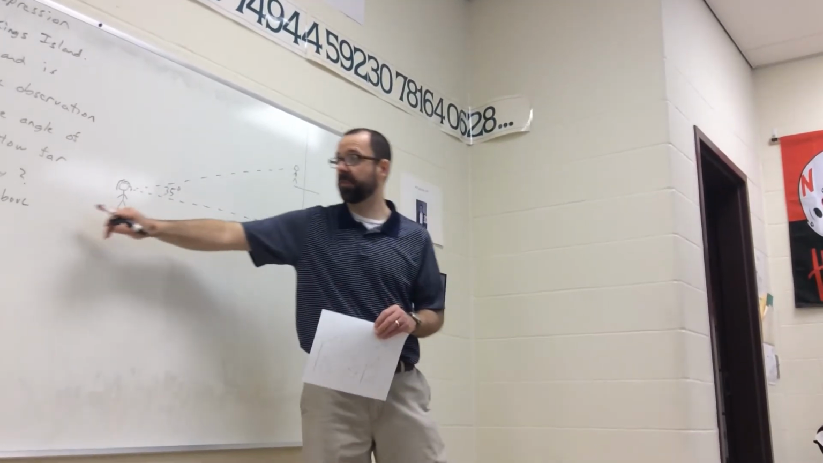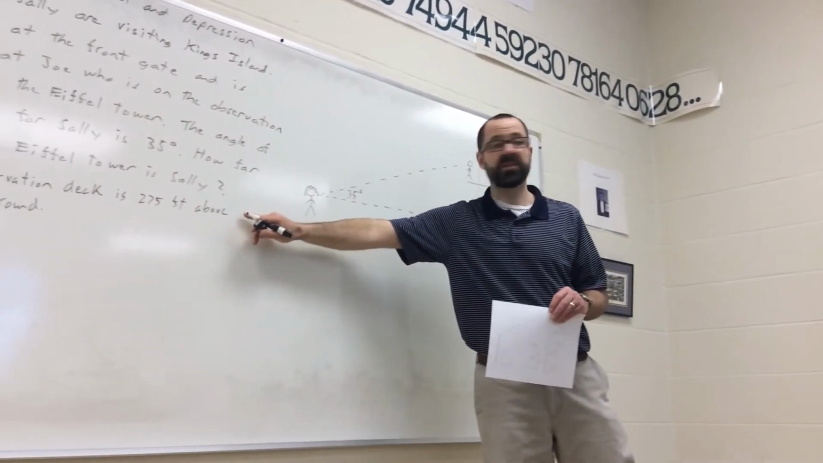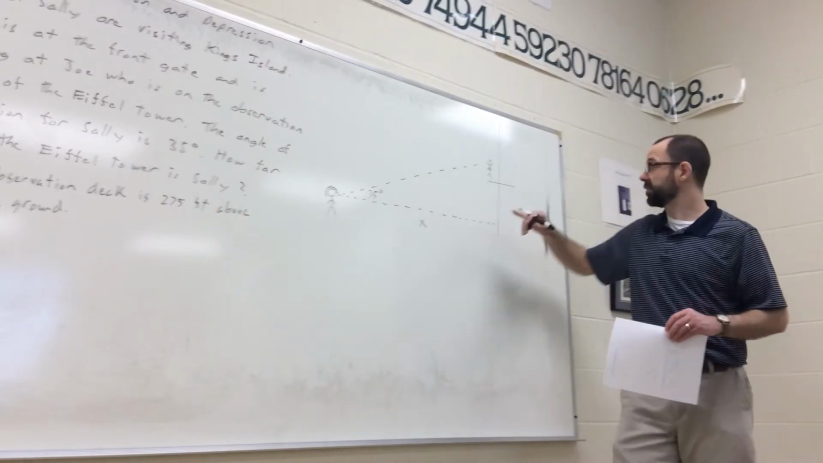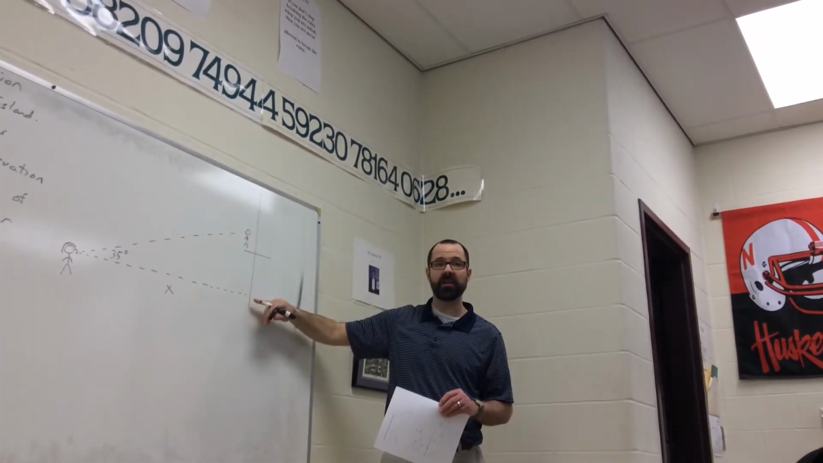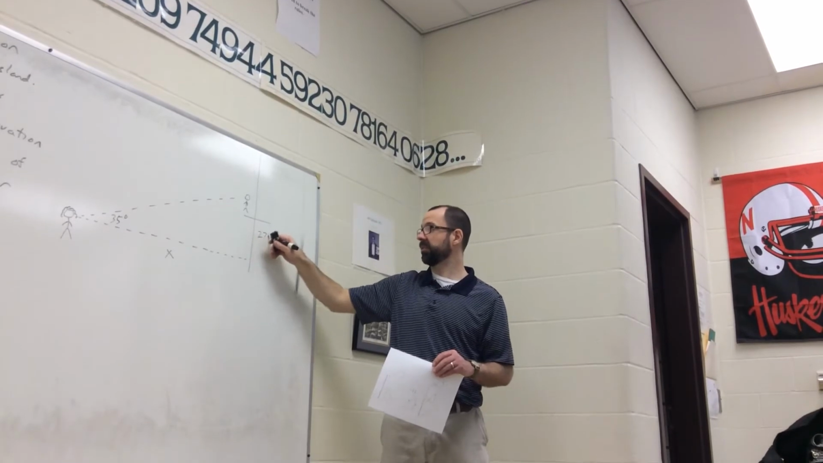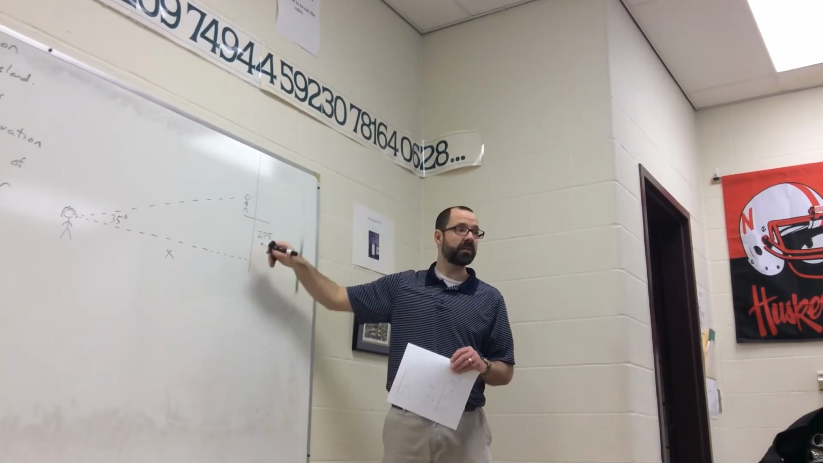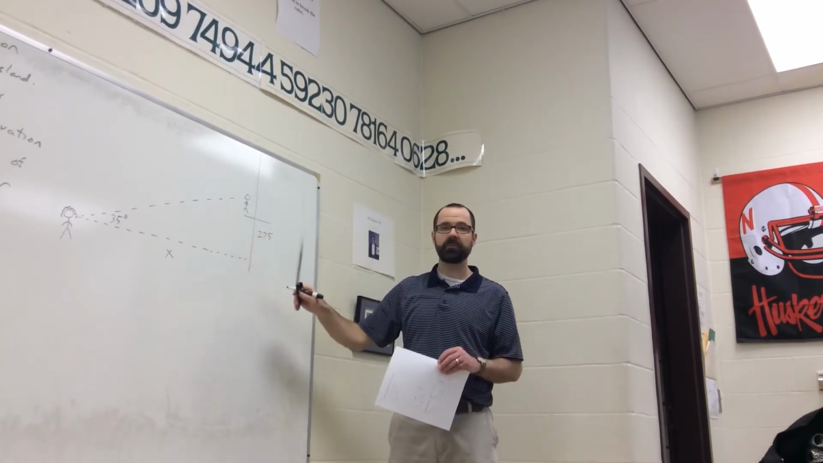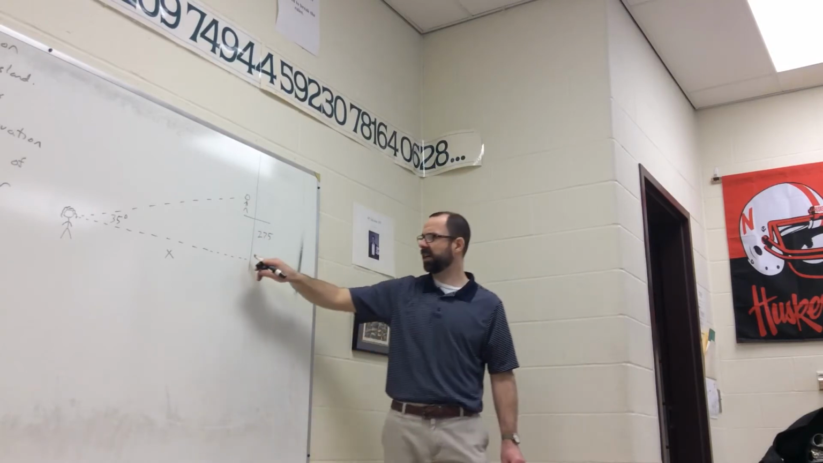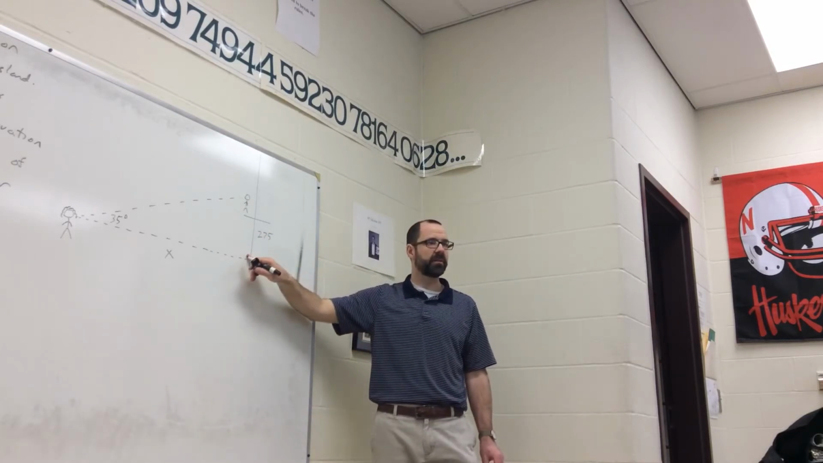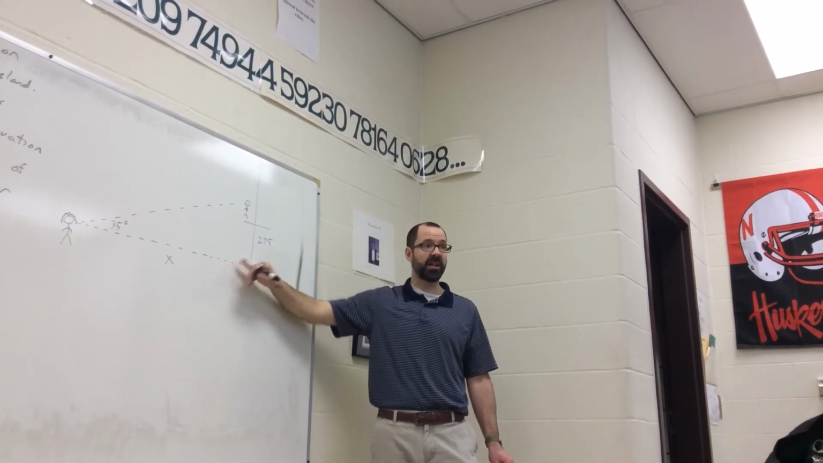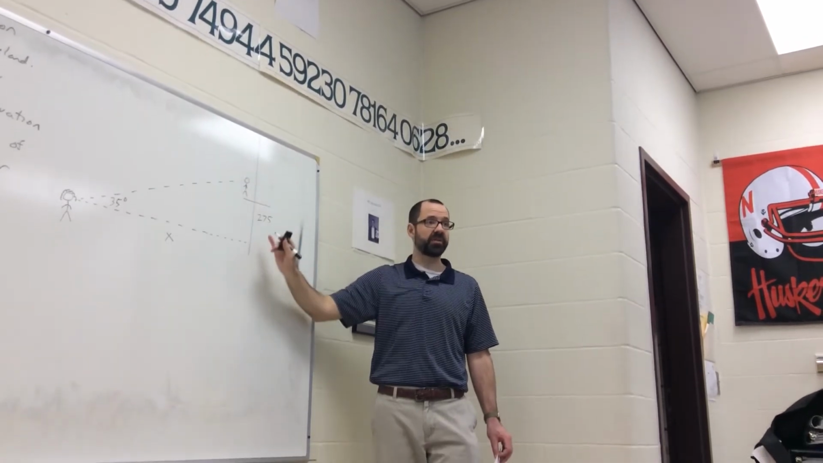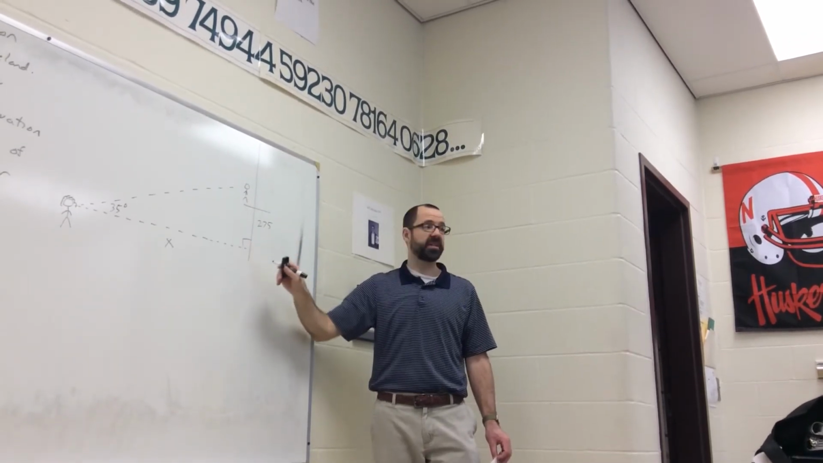But we do know that the observation deck is 275 feet from the ground. So here's Joe on the observation deck, and then the ground is down here. So this is 275 feet. Okay, then what kind of an angle is this? A 90-degree angle, right? Because this is a horizontal line, and then the Eiffel Tower is going straight up and down. So that's a 90-degree angle.